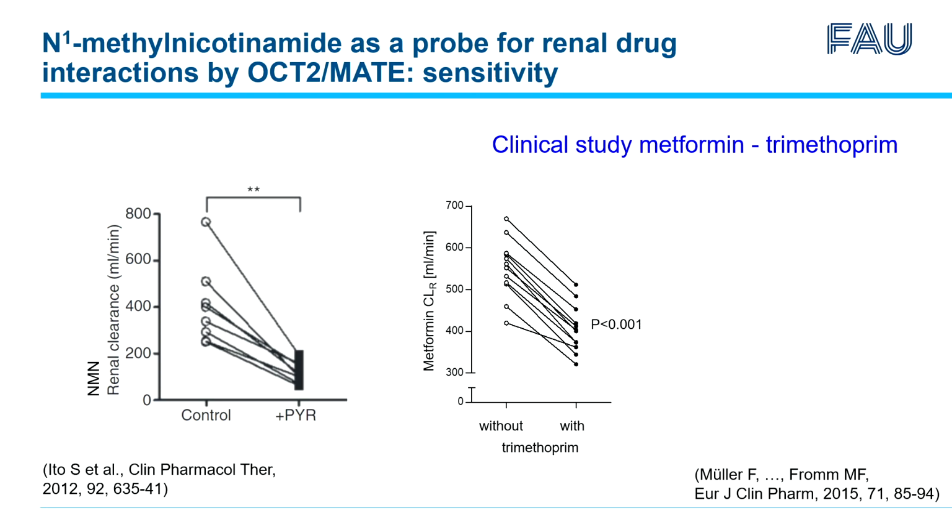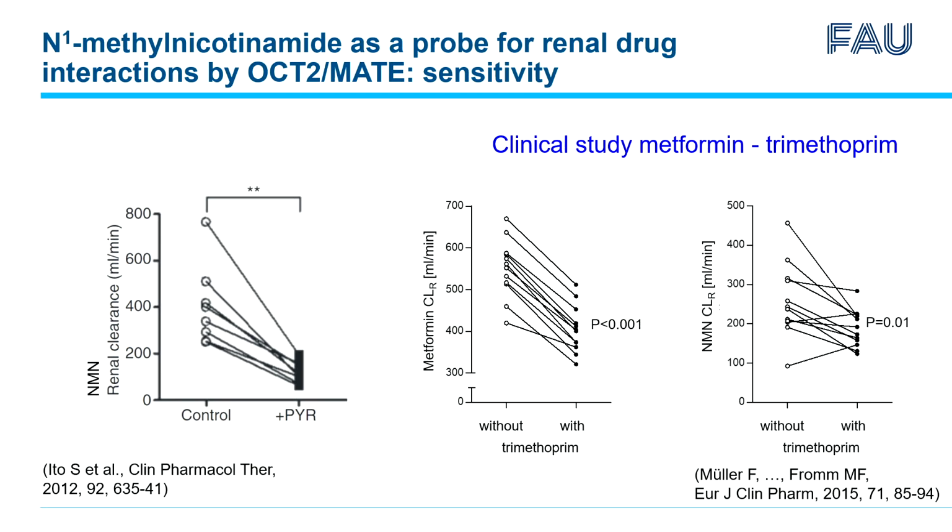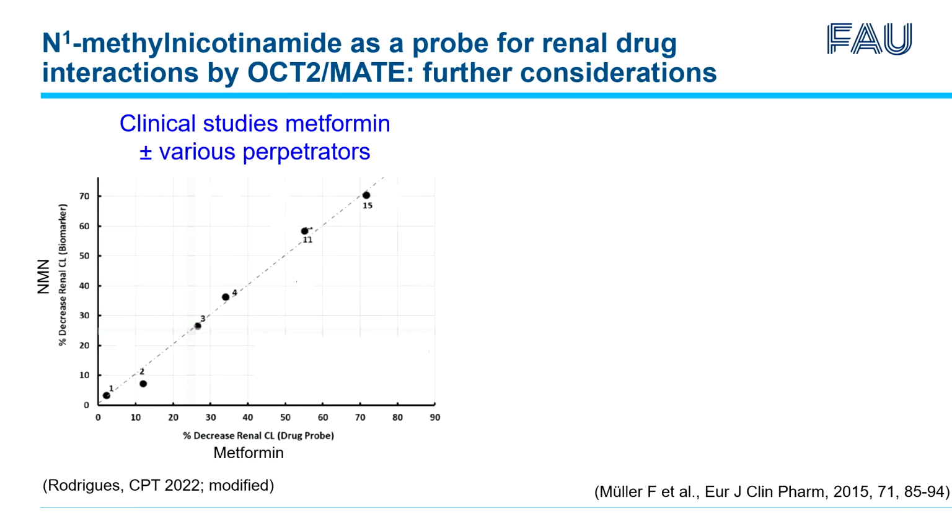We conducted a clinical study on the interaction of metformin and trimethoprim, and metformin renal clearance nicely decreased when this other OCT2-MATE inhibitor was co-administered. And in the same study, we found also a decrease of NMN renal clearance when trimethoprim was co-administered. So we have a sensitivity of the biomarker against two of the prototypical OCT2-MATE inhibitors, which is nice, and we have, at least based on this data, information on sensitivity of the biomarker.